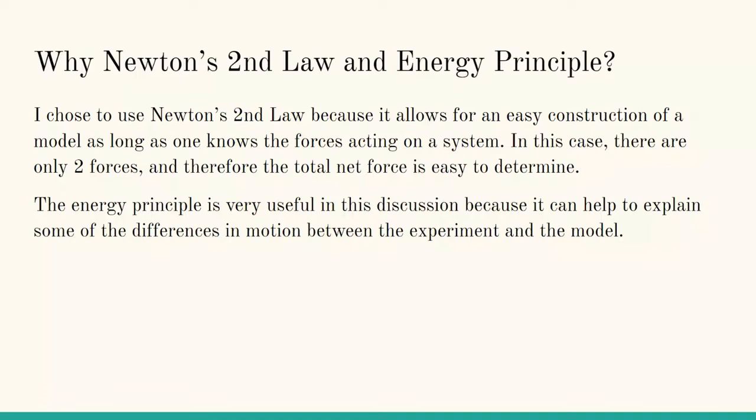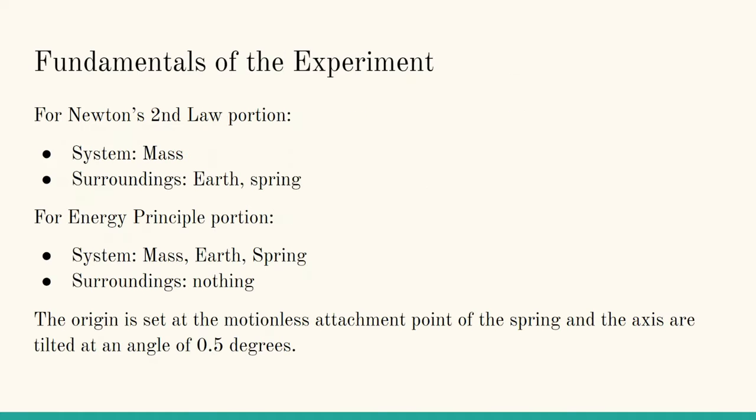I chose to use Newton's second law because it allows for easy construction of a model as long as one knows the forces acting on the system. In this case, there are only two forces, and therefore the total net force is easy to determine. The energy principle is very useful in this discussion because it can help to explain some of the differences in the motion between the experiment and the model. For the Newton's second law portion, the system is said to be the mass and the surroundings are the earth and the spring. For the energy principle portion of this experiment, the system is said to be the mass, the earth, and the spring, and there are no surroundings.